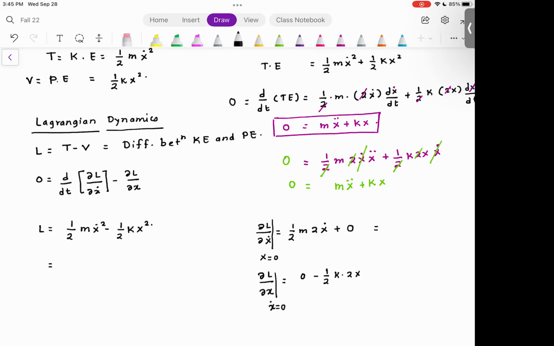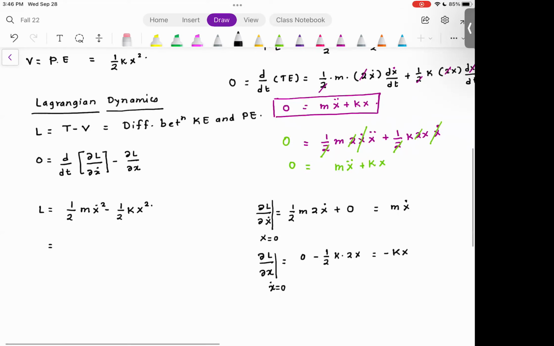So partial L by partial x dot is going to become m x dot. Are you with me? And the second term is going to become minus kx. Are you with me so far? Everyone understood how I took partial derivatives? I'm looking at my undergraduate students. This is the time to ask.